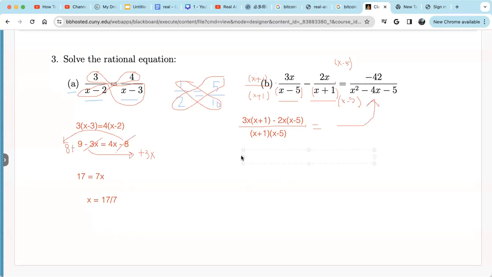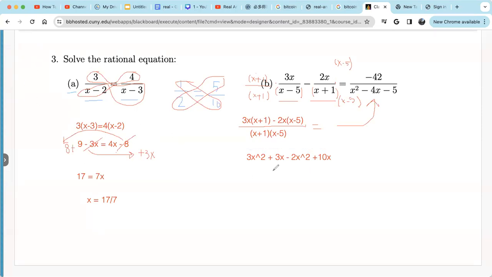Now let's simplify the numerators. So I have 3x squared plus 3x minus 2x squared, then minus 2x times minus 5, that becomes plus 10x, right? My denominator will be the same.